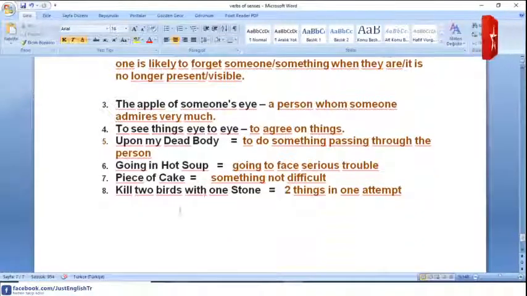Number 6. Going in hot soup. Now, this is very common where a lot of the time, people don't understand or they mix up going in hot soup. Now, here Najat says you cannot pick him up. You must upon my dead body.